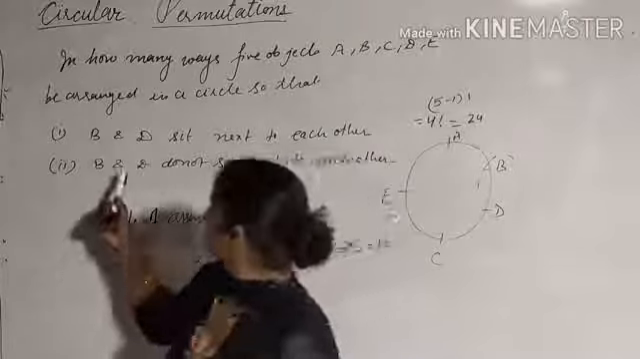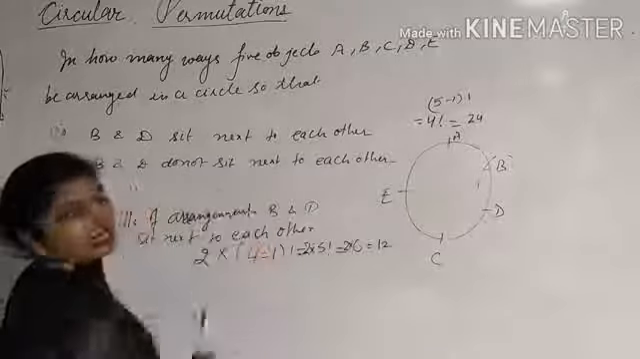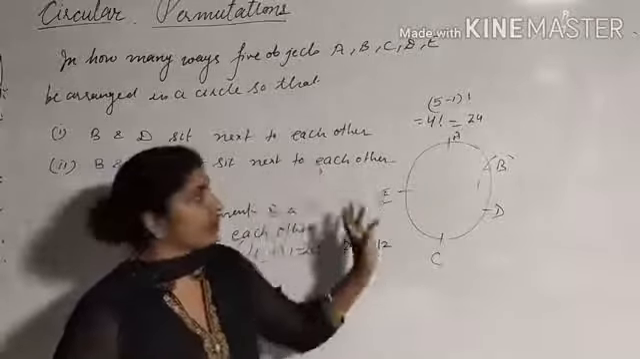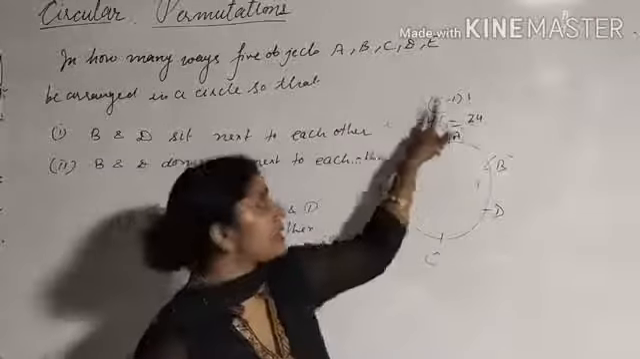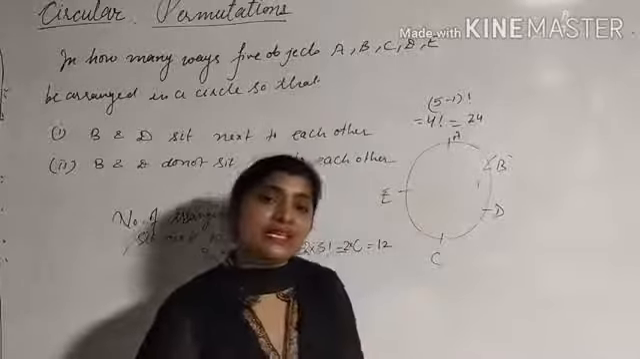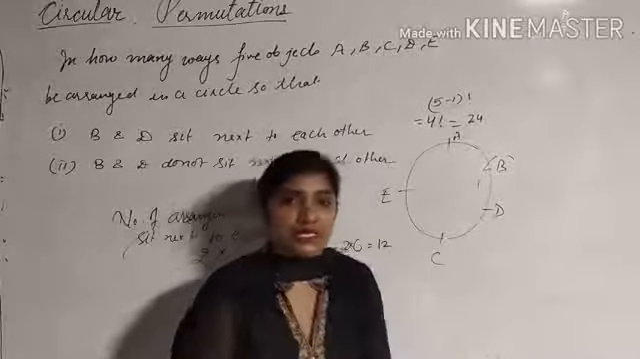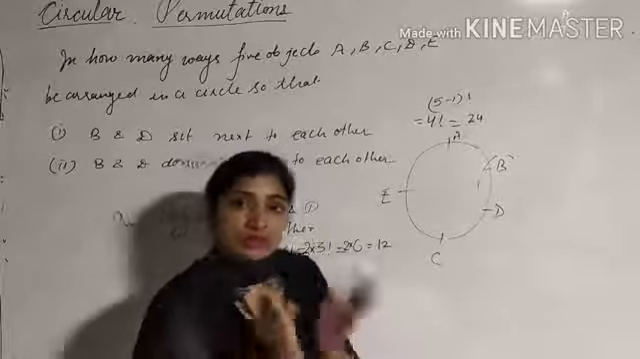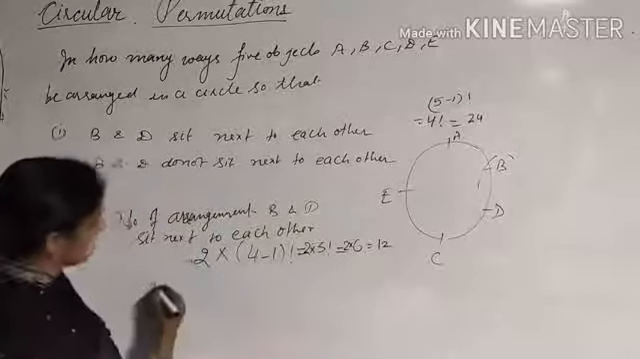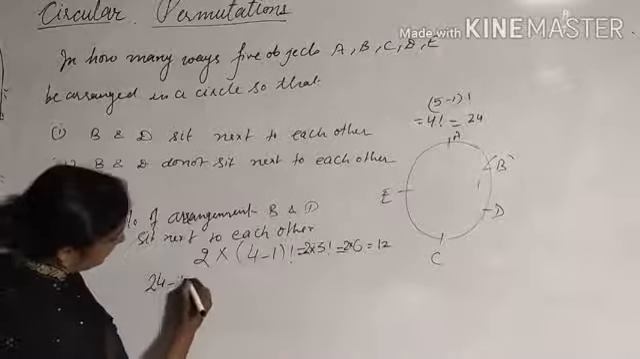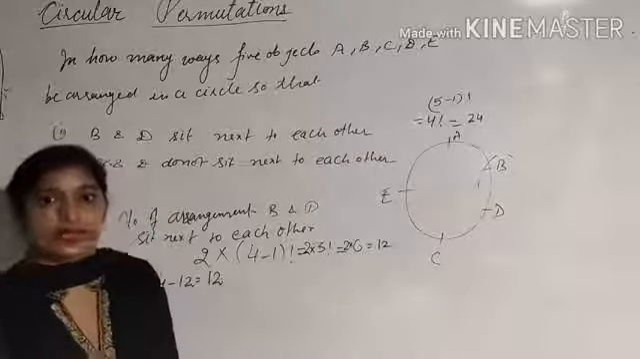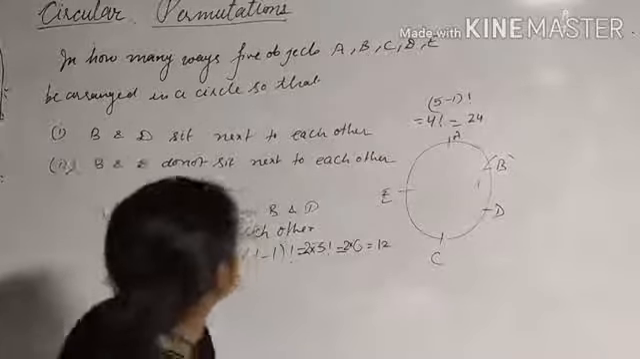Now the second case, when B and D do not sit next to each other, how can we calculate it? We know that the total number of possible arrangements is 24, and the number of arrangements in which B and D sit next to each other is 12. So the number of arrangements in which B and D do not sit next to each other is given by 24 minus 12, and that is 12. Okay. Let's consider one more example.